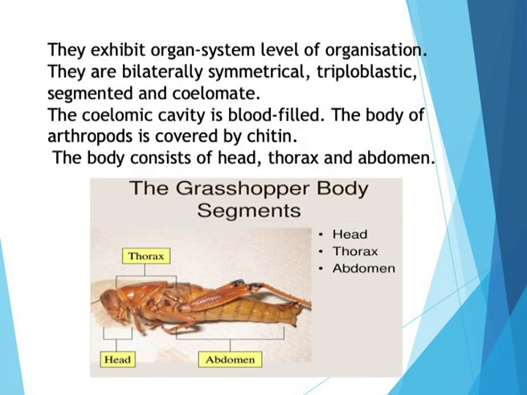They exhibit organ system level of organization. They are bilaterally symmetrical, triploblastic, segmented and coelomate. The coelomic cavity is blood filled. The body of arthropods is covered by chitin. The body consists of head, thorax and abdomen.